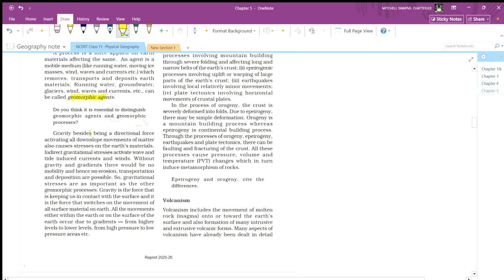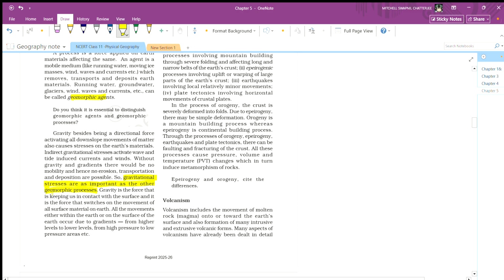Besides gravity being a directional force activating all downslope movement of matter, which also causes stress on the earth materials, indirect gravitational stresses activate waves and tides, induced currents and wind. Without gravitation and gradient, there would be no mobility, and hence no erosion, transportation and deposition are possible. So gravitational stresses are the most important.